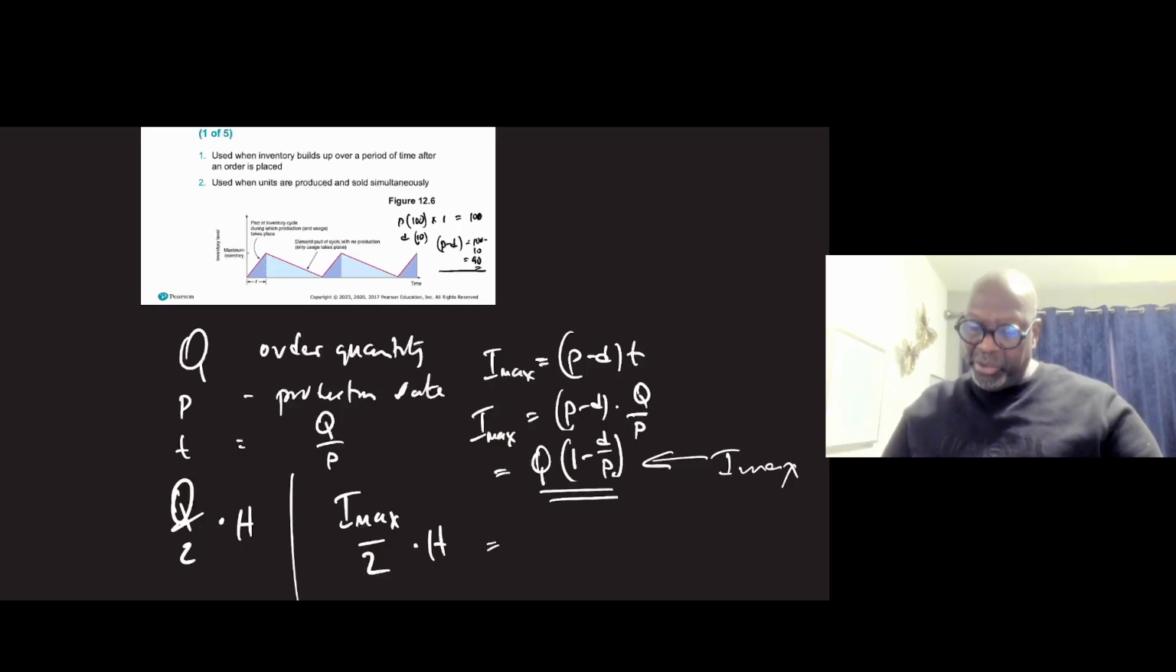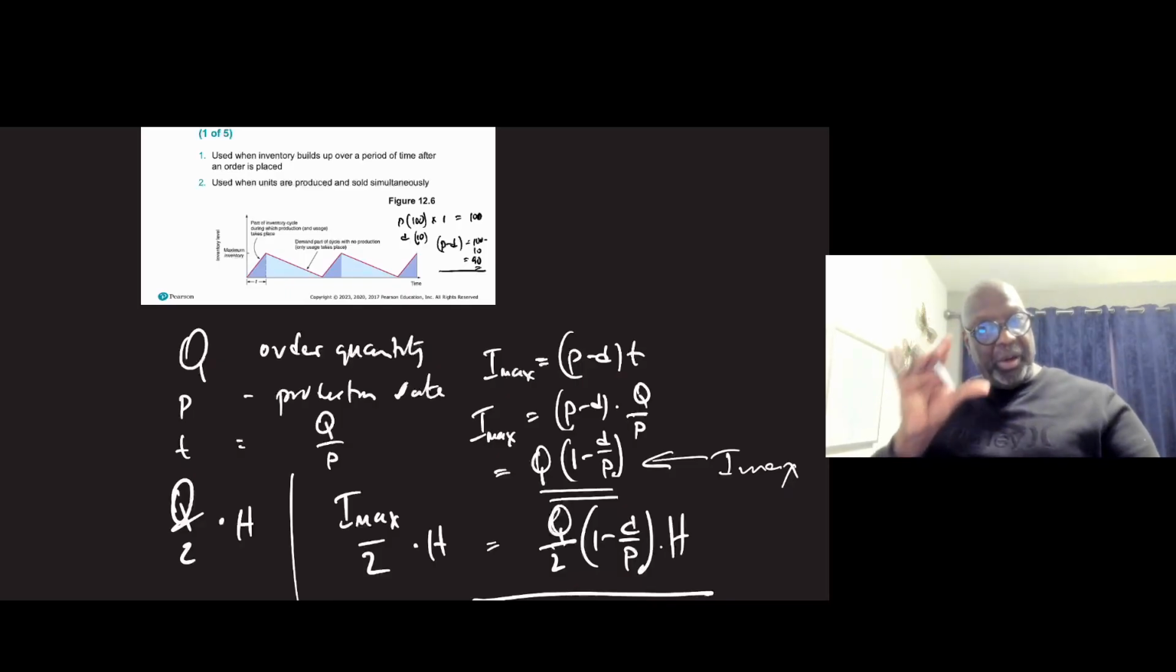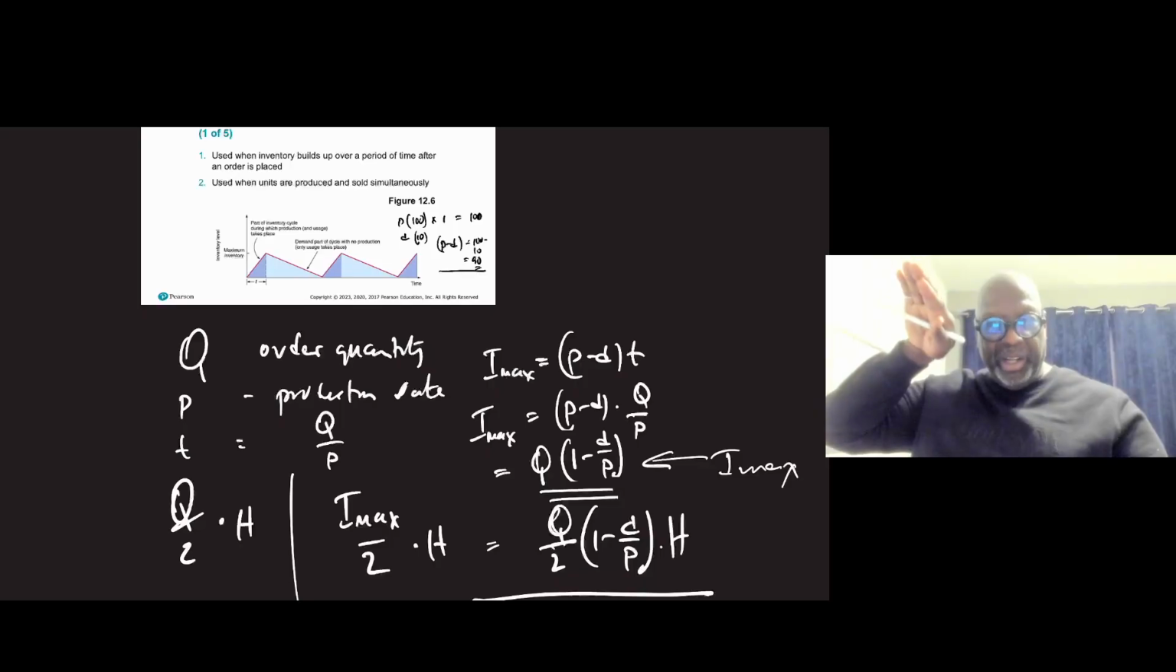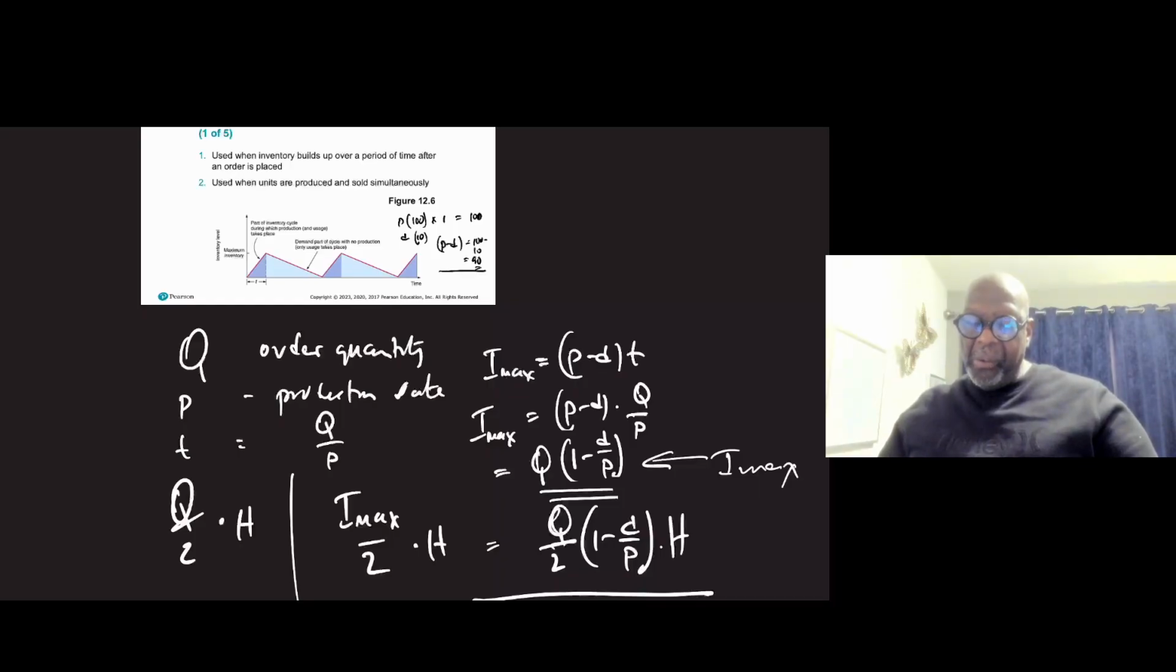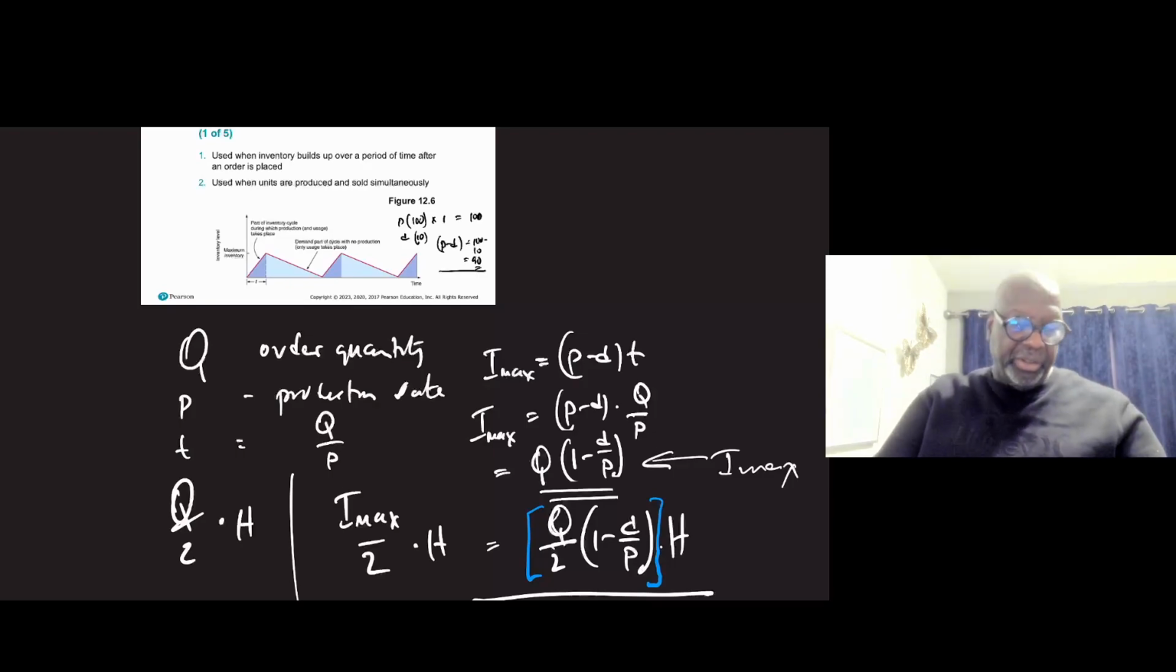Remember, this is Imax right here. So if we're going to divide it by 2 and multiply by H, we could put it as Q over 2 times 1 minus D over P times H. So that would be the holding cost now for the production order quantity model. All right. So it is modified. Why? Because the inventory level that we're going to have is actually going to be less than Q itself. And that's what this portion is really telling us right here. That's our Imax. It's going to be less than the original Q.